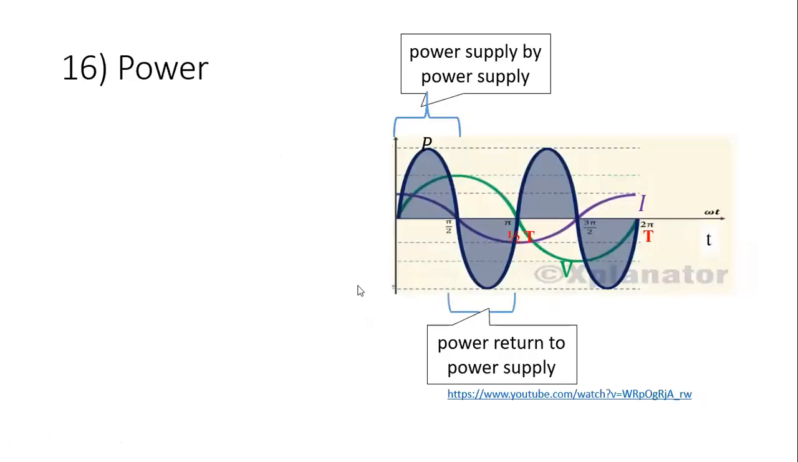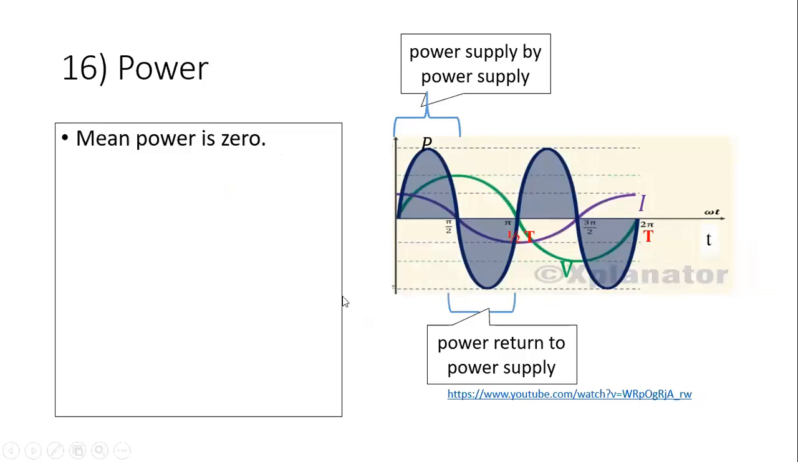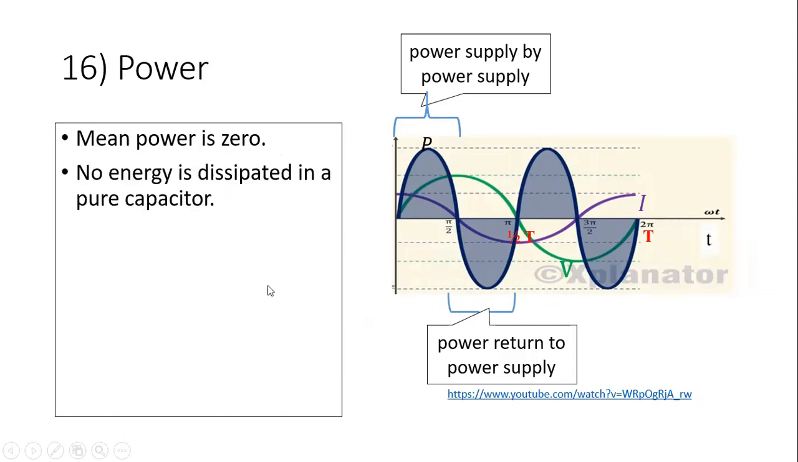Stop me if I'm going too fast. Right? Mean power, you can say that this is the peak one, cut it off, replace this value here. So the mean is 0, same here. Cut it off, replace this value, so it's 0. That's why my mean power is 0. No energy is dissipated in the pure capacitor. Part of it is supplied by the power, part of it is returned to the power supply. So nothing is lost.